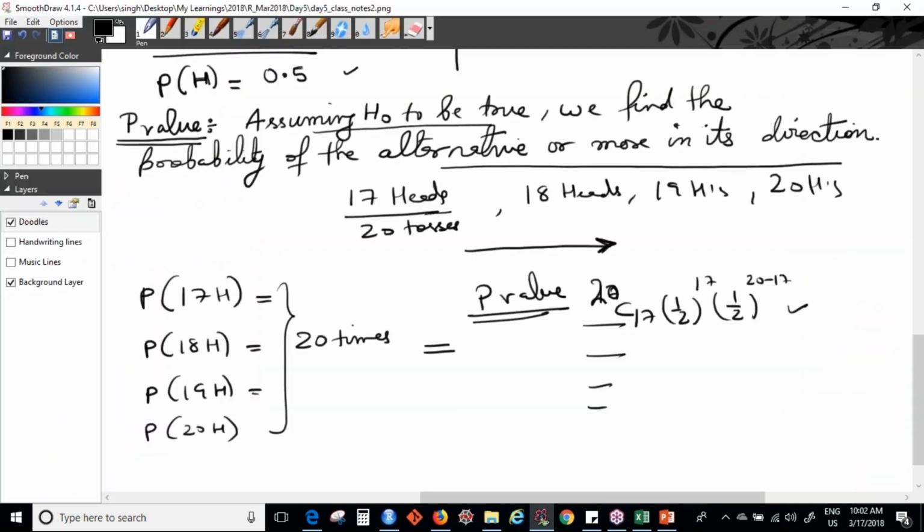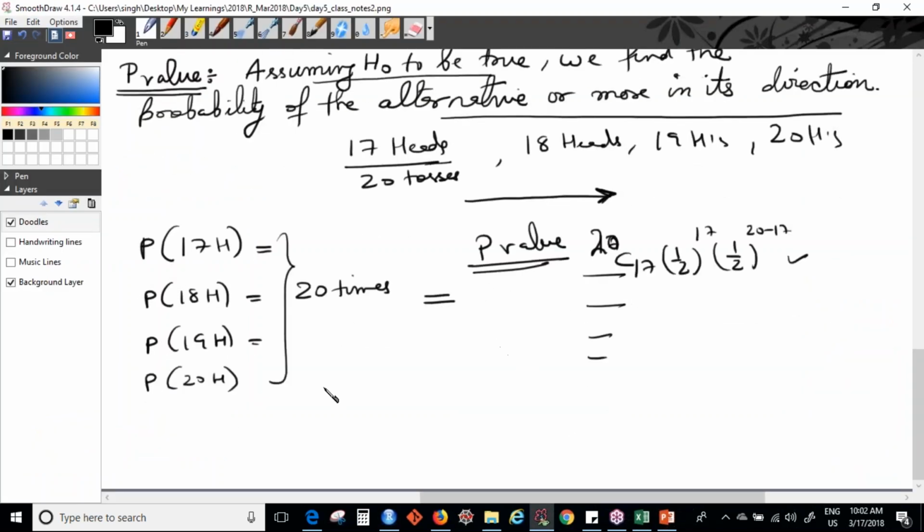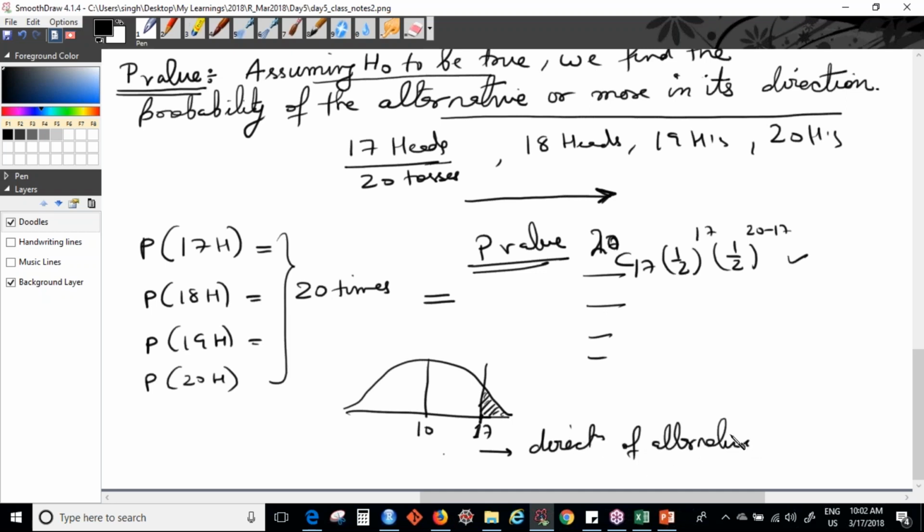So I can show this the same way, Anand, as we have seen previously. This is your normal distribution. You expect to get around 10 heads. I'm asking you what is the probability of getting 17 or more heads. So that means you need the area on this side. This is the direction of alternative.